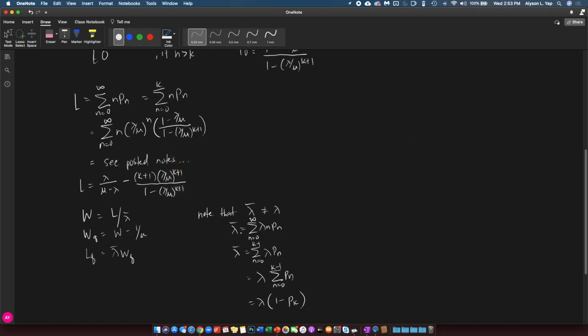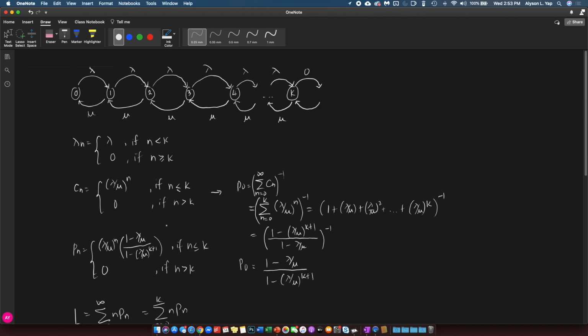Mathematically, how does the rate diagram look like? Since this is your standard MM1 model, it's essentially the same. Your rate diagram is essentially the same as MM1, except instead of the rate diagram going until infinity, it stops at k. Why? Because at state k, the arrival rate from k to k plus 1 is now 0.